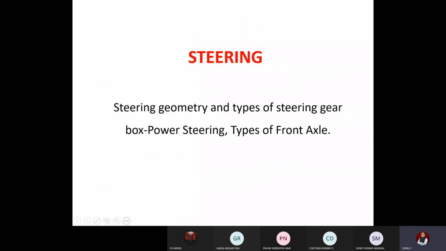So first we will start with the steering systems. Under steering systems, we have to study the steering geometry. There are some important angles like camber, caster, etc. Kingpin inclination. So we have to study the definition and what are the different types of steering boxes. Okay, steering gearbox. What is the difference between manual steering and power steering? We have to study.